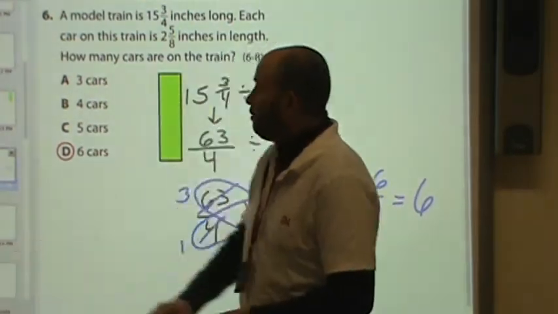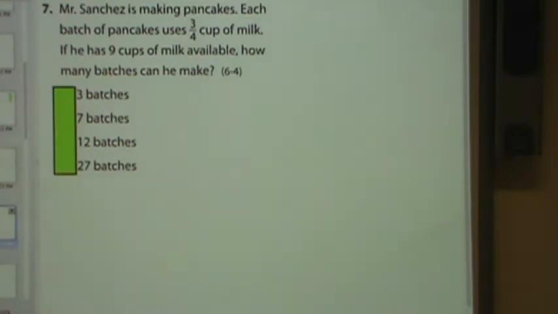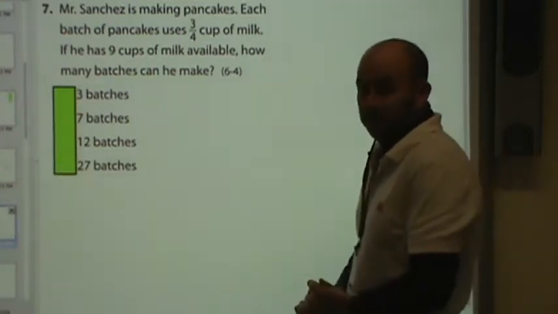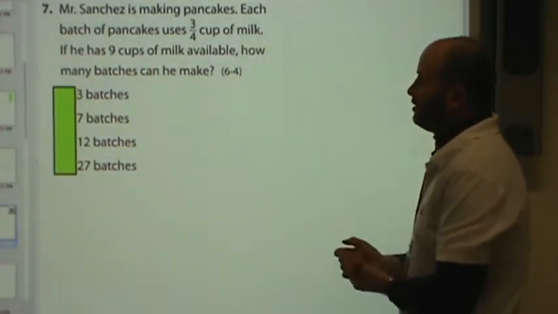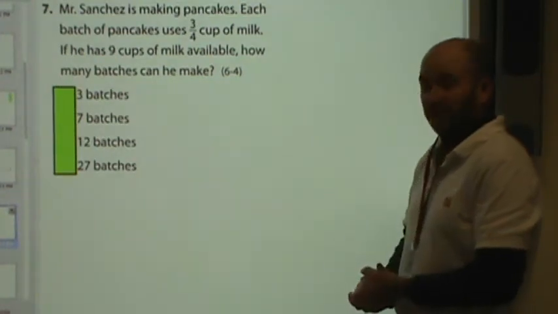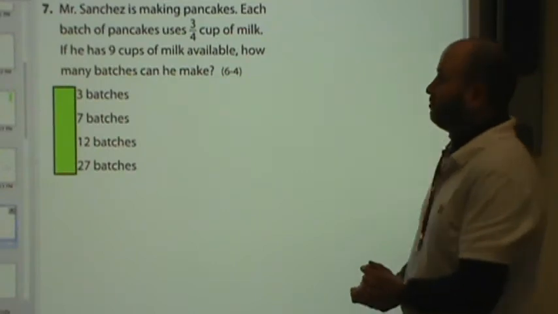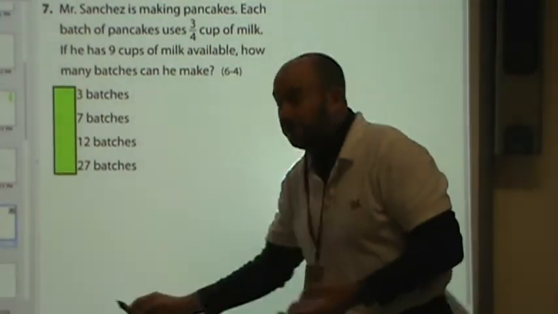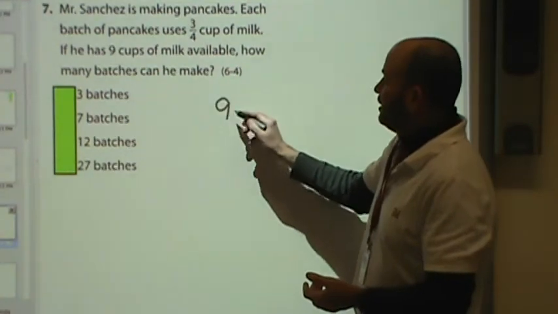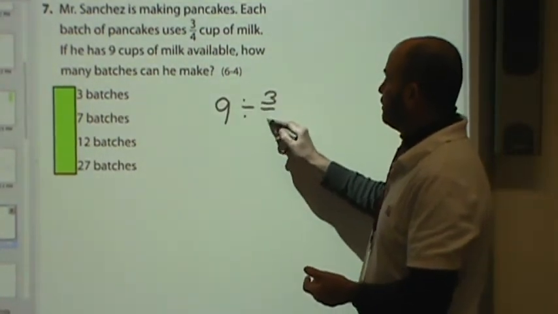Okay, the next problem that we look at is number 7. Mr. Sanchez is making pancakes. Each batch of pancakes uses 3/4 cups of milk. If he has 9 cups of milk available, how many batches can he make? Well, again, this is a division problem. And so we're going to take 9 cups and divide it by 3/4.